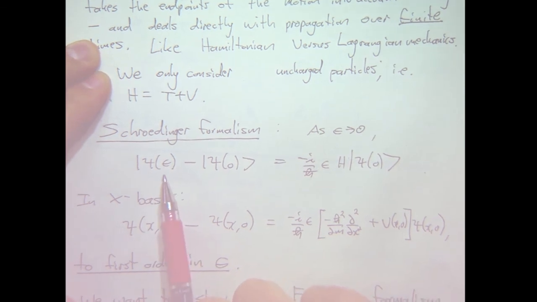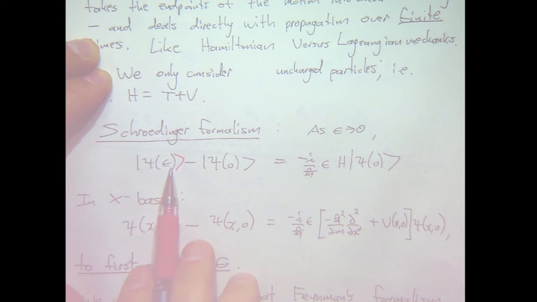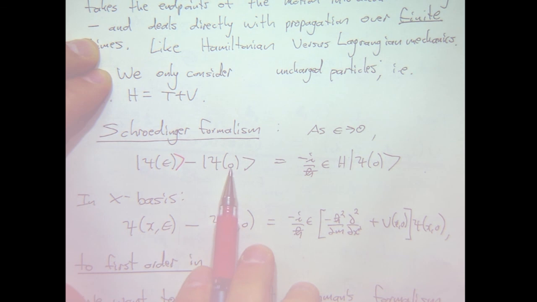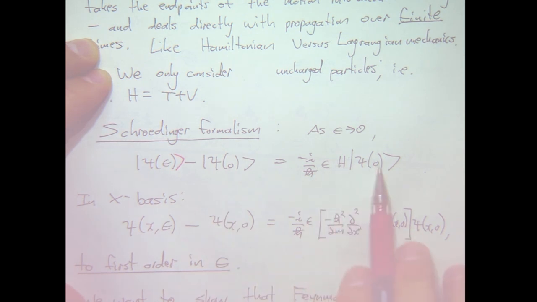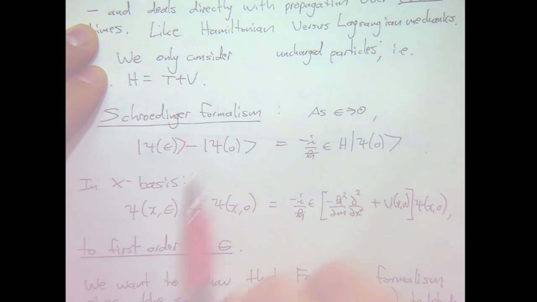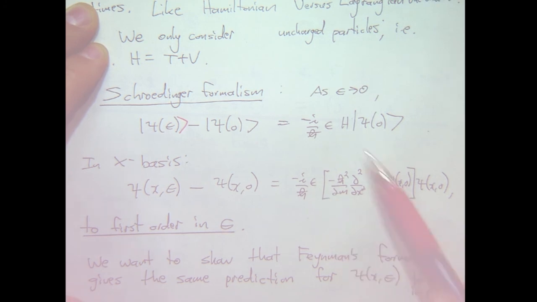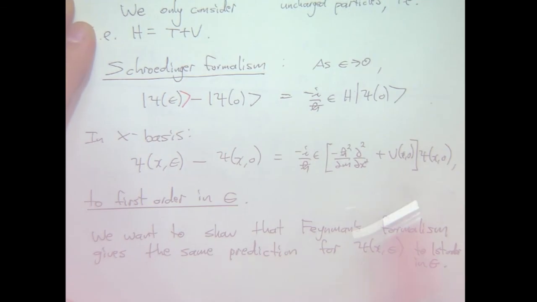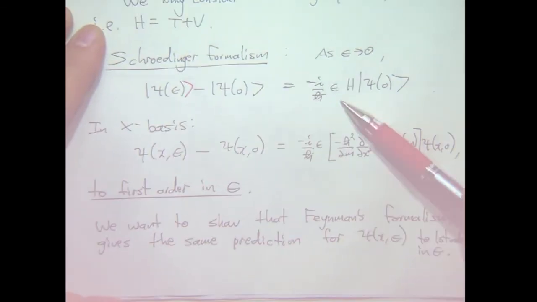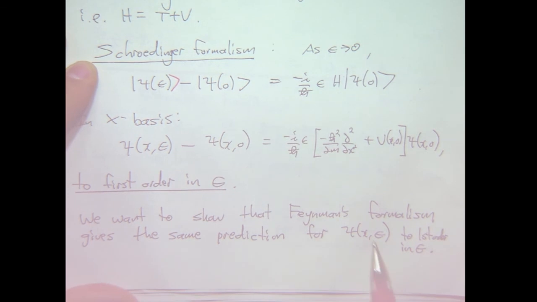So the time dependent Schrodinger equation is then just, with some angle brackets in there, the ket psi at time epsilon minus the ket psi of zero is minus i over h bar, epsilon, H times the ket of psi at zero. Okay, that should be clear to you by now. In the x basis, that's psi of x, epsilon minus psi of x, zero is minus i over h bar times epsilon times, now the Hamiltonian is minus h bar squared on 2m d2 by dx squared plus V of x, all this acting on psi of x, zero. And that's the first order in epsilon. So we're taking epsilon to be small enough so that you can just keep the first order in epsilon. We want to show that Feynman's formalism gives the same prediction for the wave function a very, very short time after t equals zero.